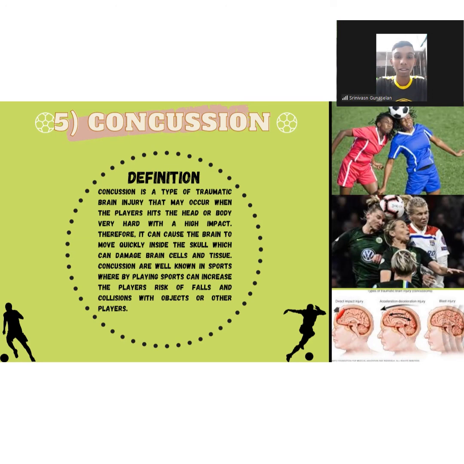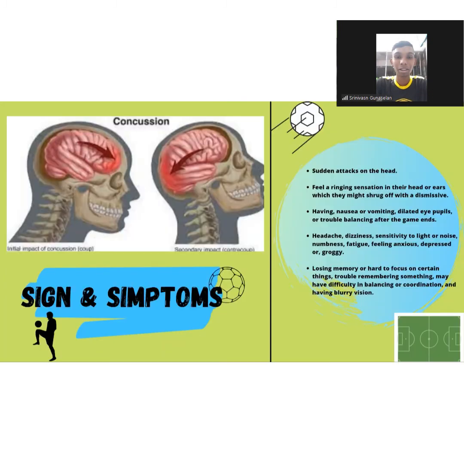Concussion is well known in sports, whereby playing sports can increase the player's risk of falls and concussion with objects or other players. As for the signs and symptoms, firstly, the player will face a sudden attack on the head, and the player will feel a ringing sensation in their head or ears, which they might shrug off dismissively. They will also have nausea or vomiting, dilated eye pupils, and trouble balancing after the game ends.